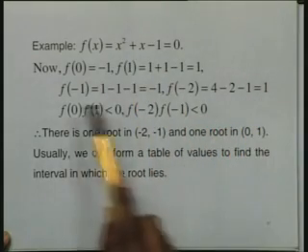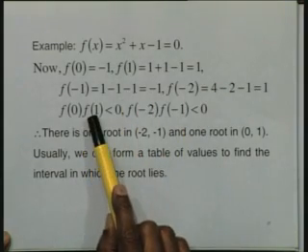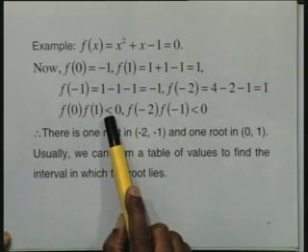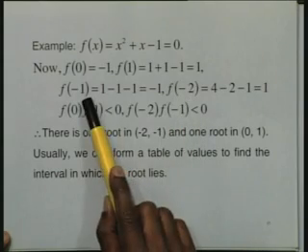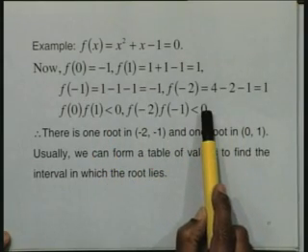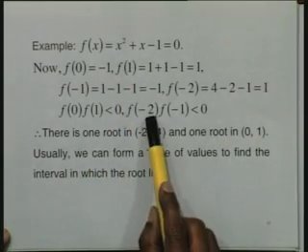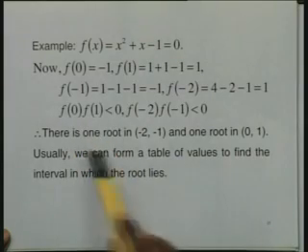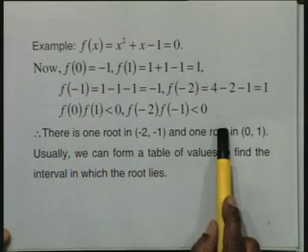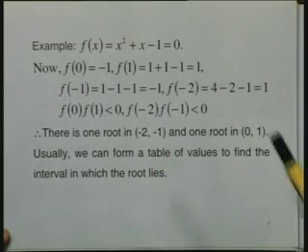Now I can see that f of 0 is negative, f of 1 is positive, f(0) into f(1) is negative. And again f of minus 2 and f of minus 1, these are positive and negative, therefore its product is negative. Therefore I have located both the roots of this equation: one root lies between minus 2 and minus 1, the other root lies between 0 and 1. So I have now located where the two roots lie, and once I have this, immediately I can go to any iterative method, I can start the iteration procedure from there.